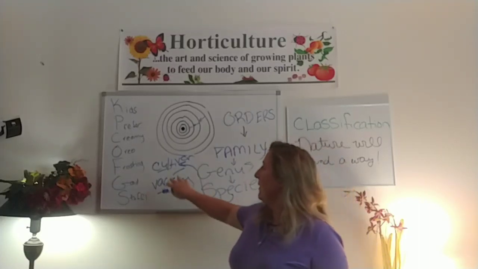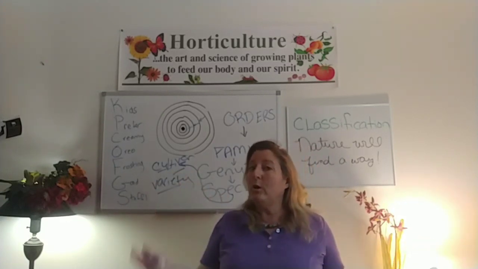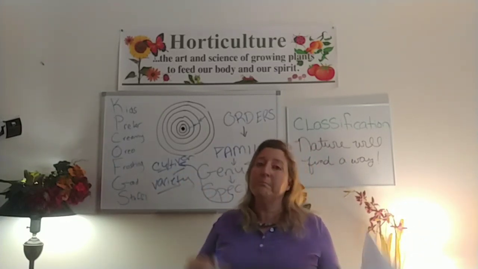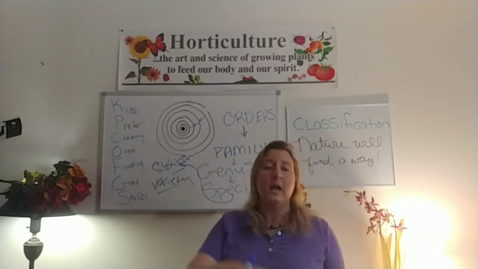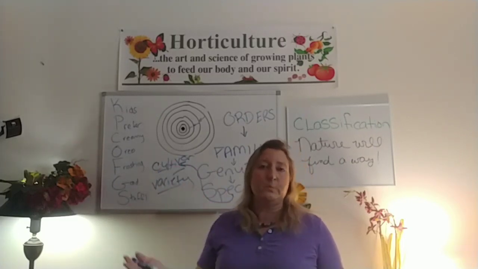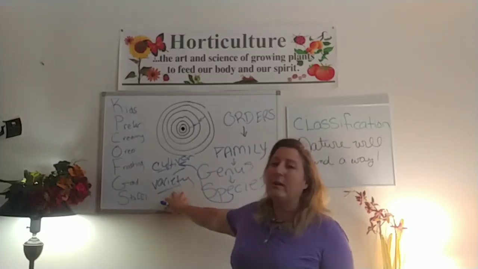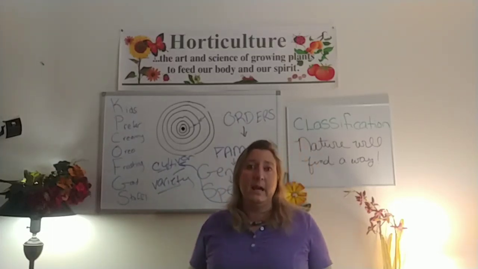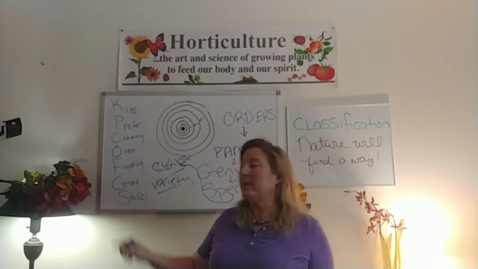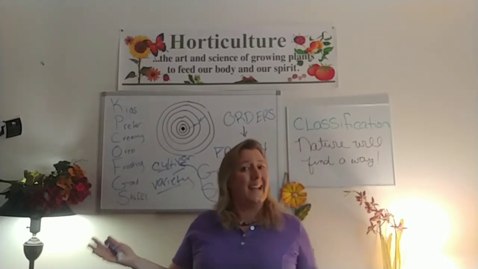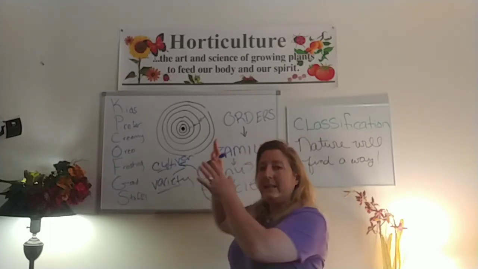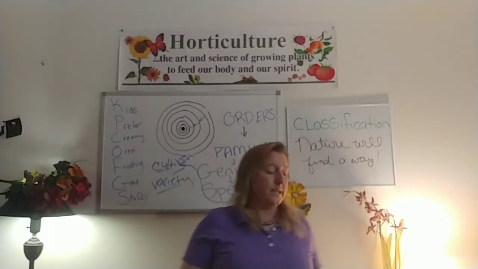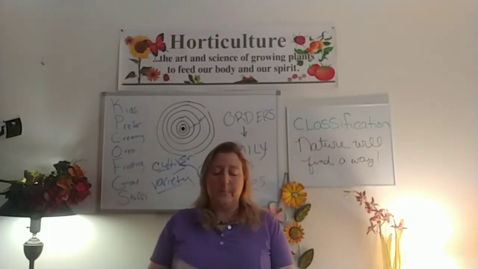A cultivar is cultivated by man. So that's easy to remember. Cultivar is cultivated by man. We try to get those special characteristics. A variety, if it's not man-made, who made it? Nature. So a variety is just found in nature, and a cultivar is cultivated. All right, so that is how we get down to our genus and species name.